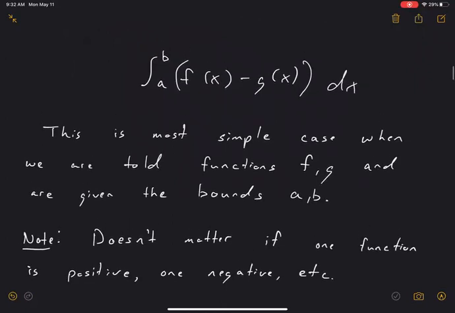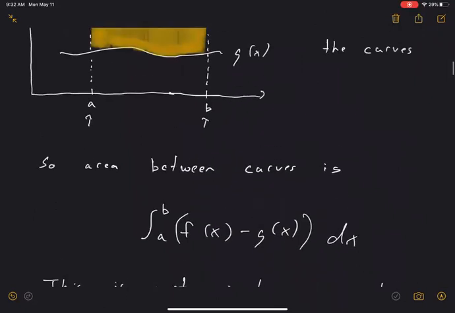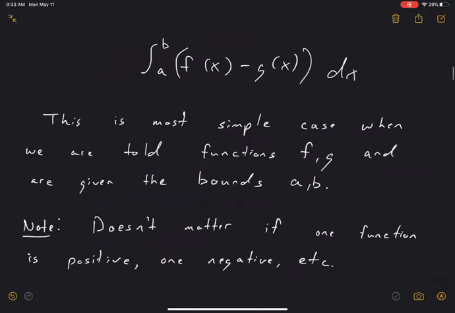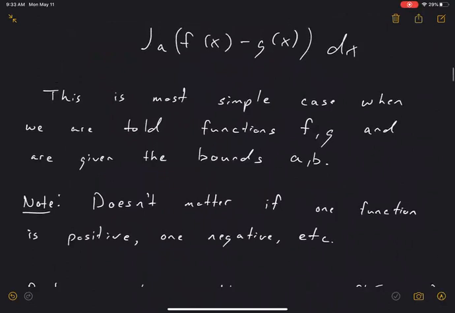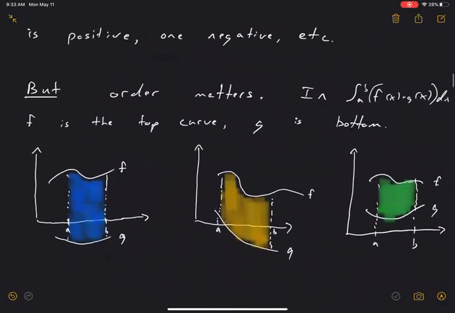Usually, we're not going to be given the bounds. So maybe in these cases, we are told, find the area between the curves between the points a and b. But maybe we won't always be given those points, so we'll talk about how to deal with that situation. Just a note that it doesn't matter if one of these functions is positive, one of them is negative, as long as we have one function that's clearly on top or above the other, we can deal with all these situations. But order does matter. So these are the cases we can deal with.